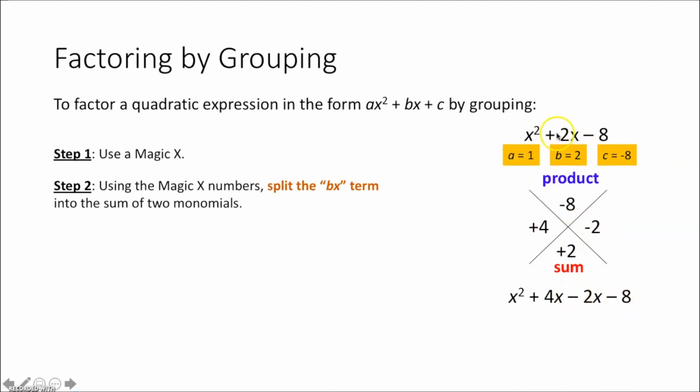Okay, so we just took this middle term and split it. And if you look, 4x minus 2x still gives you 2x. So it's the exact same equation. We just rewrote the middle term as these two terms.